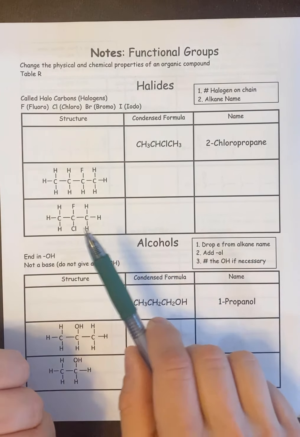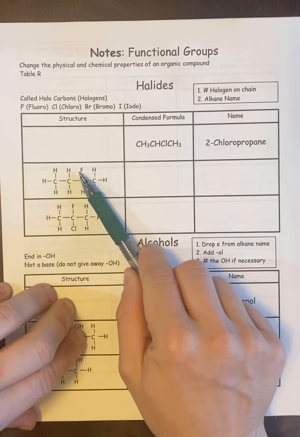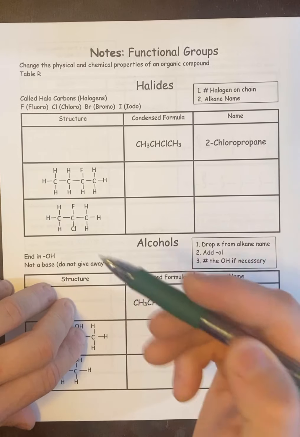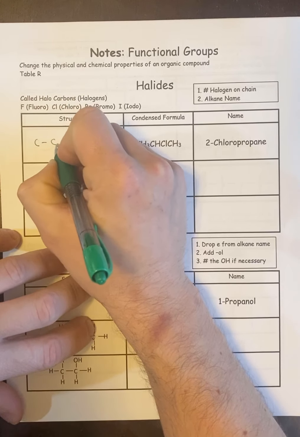So on Table R, they give you this condensed formula and they name it 2-chloropropane. So we need to figure out why they named it that and then how to use that information to name these two problems, which are very similar but not the exact same thing. So the first thing you've got to do is draw it out. So this one is going to look like this. I'm not going to draw the H's in anymore for these types of problems. It's going to take a little bit too long.